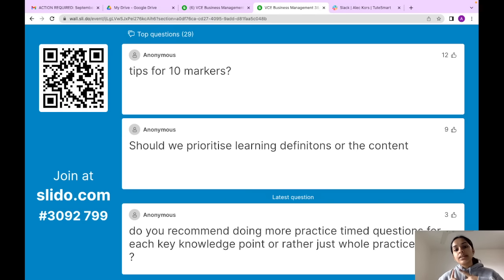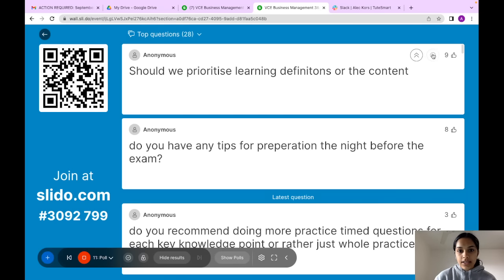But yeah, for 10 markers, definitely do a plan just on the side of the page so that you understand what you're going to talk about in your answer. And also make sure that there's some sort of introduction and some sort of conclusion, because with the 10 mark questions, there's no definitive marking allocations. It's sort of just dependent on how the examiner feels the quality of your answer is. So yeah, definitely do a plan. Definitely try to understand what you're going to talk about in each of the sections of your 10 mark question.